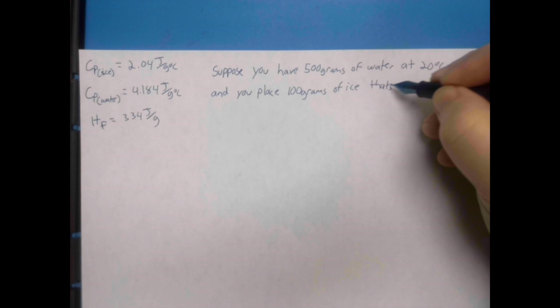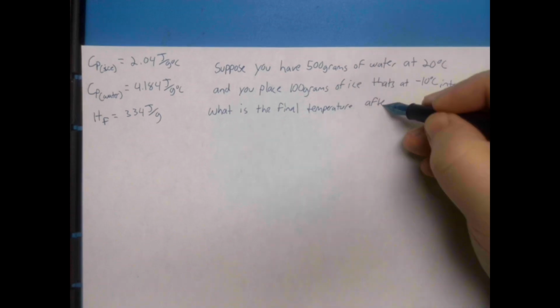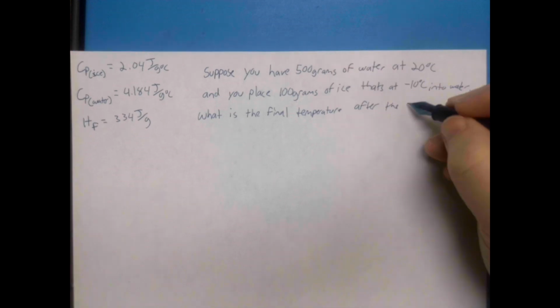What is the final temperature, and it'll be in the water? What is the final temperature after the system reaches equilibrium? So after the ice is melted and the entire drink has reached one temperature, it's no longer heating up or cooling off, what would be the final temperature after the system reaches equilibrium?